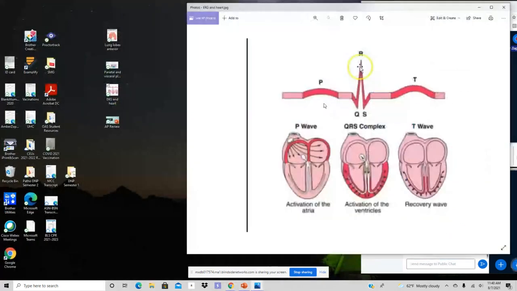The P wave, again, the SA node is here, and this is the AV node. It's activating the atria through electrical impulses. The QRS complex, which looks like this on the EKG, activates the ventricles, and the T wave is known as the recovery wave.